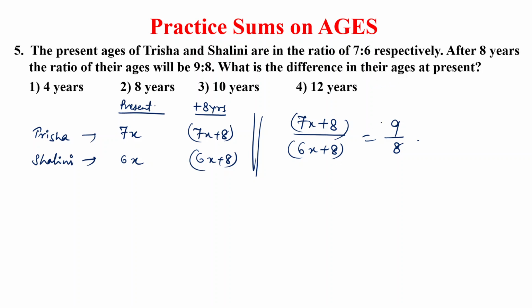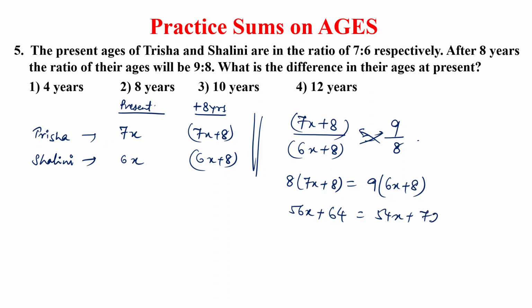They're asking in the question, what is the difference of their ages at present? So we'll see what is to be found. Okay, cross multiply and then find the value of x. So let me write 8 times (7x plus 8) is equal to 9 times (6x plus 8). That means 8 sevens are 56, 64, and 9 sixes are 54, 72. This will go this side and this will go this side, right? So this becomes 2x equal to 64 goes this side.